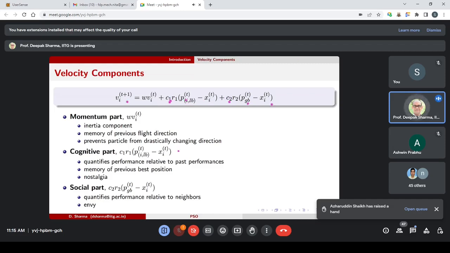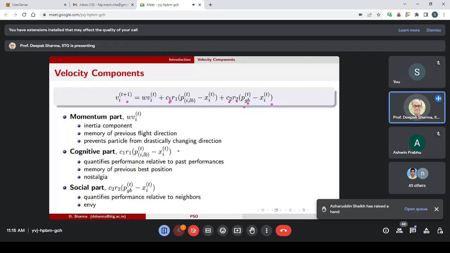Now, if I look at R1 and R2, we are keeping them random. Why? Because these evolutionary algorithms, we want them to be stochastic algorithms. Even though we have fixed C1 and C2 as some numbers, we want some randomness in calculating this velocity with respect to the local best and the global best.